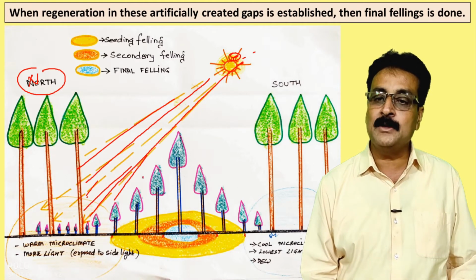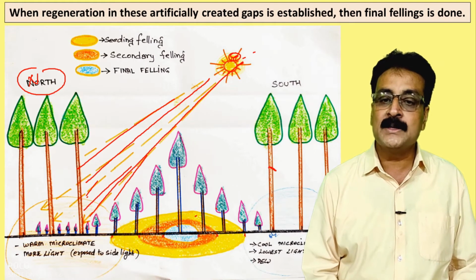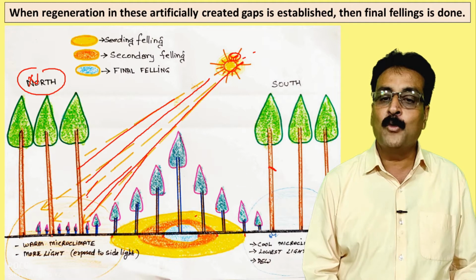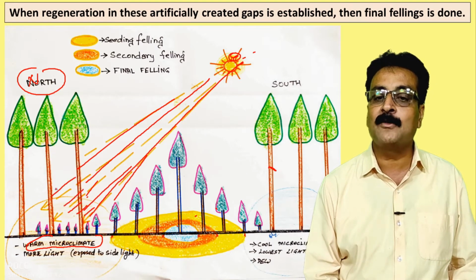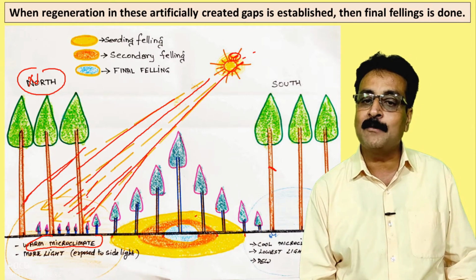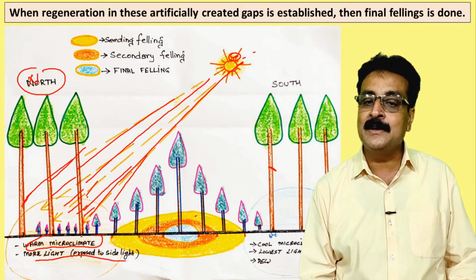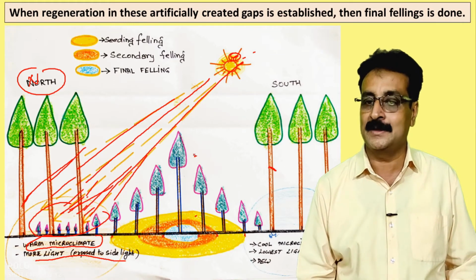As it comes here, you can see this is where we are doing seeding felling, secondary felling, final felling. You can see here the microclimate has been changed. A warmer microclimate will be there on this side of the forest, just because more light enters deep inside the forest here. More light is exposed on this side, so regeneration will extend more to the northern side.